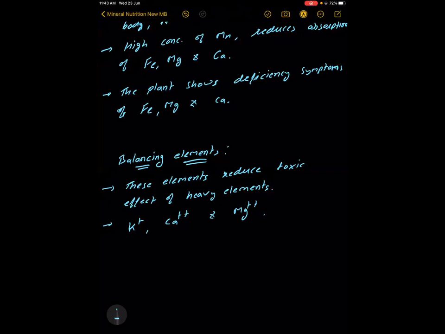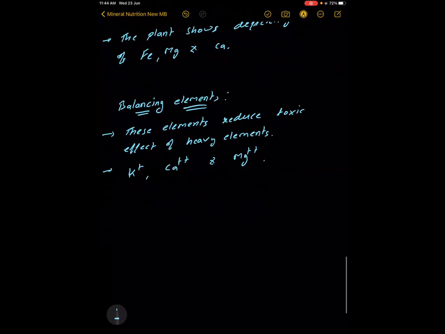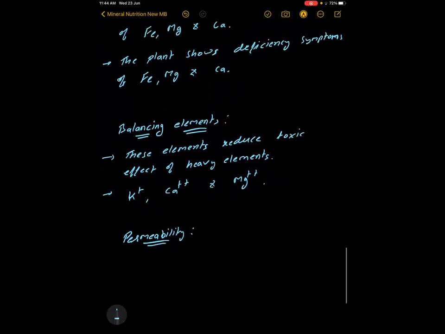Now some elements are responsible for permeability, meaning they are related to the permeability of the membrane. Certain elements increase the permeability, and some elements decrease permeability of the membrane. Potassium, calcium, magnesium are balancing elements. These elements generally balance that toxic effect. Okay.